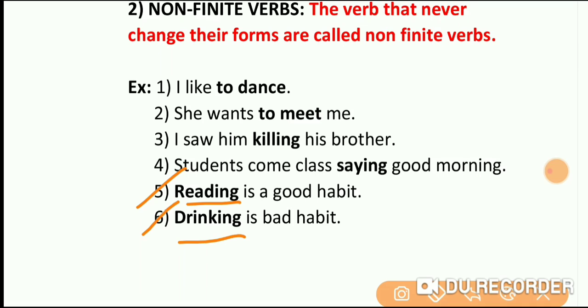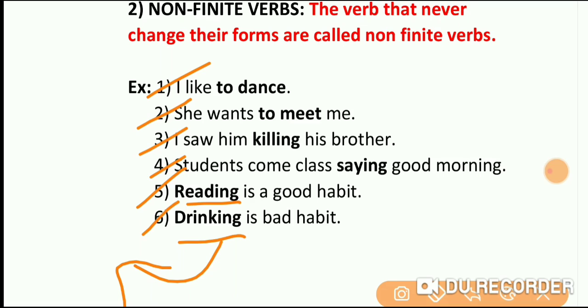Here let us see the example. Reading is good habit. Reading is used as a noun here. Drinking is also used as a noun here. Reading is good habit. Drinking is bad habit. So they are always used at the beginning of the sentence. So these are called gerunds.